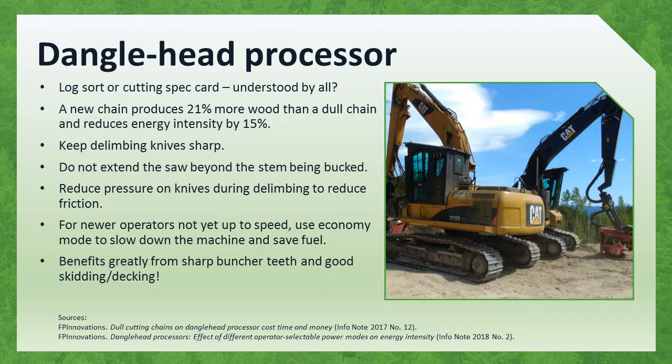Keep delimbing knives sharp. A second limbing stroke is a sign of dull knives and is a production killer. Do not extend the saw beyond the stem being bucked, as it wastes time. Reduce pressure on knives during delimbing to reduce friction, but be sure to maintain quality. There is a sweet spot between knife pressure and sharpness, but you can never have knives that are too sharp. For newer operators not yet up to speed, use economy mode to slow down the machine and save fuel.